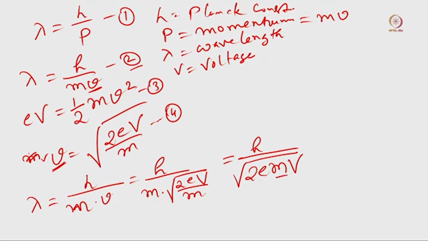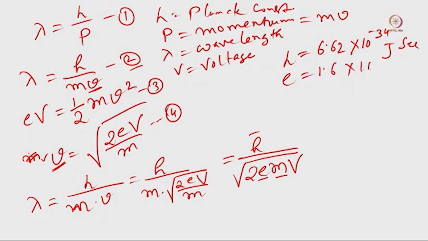Mass of the electron is fixed, charge of the electron is fixed, Planck constant is fixed. So what is the value of this Planck constant h? It will be 6.62 into 10 to the power minus 34 joule second, and charge of the electron will be 1.6 into 10 to the power minus 19 coulomb, and then mass of the electron will be 9.1 into 10 to the power minus 31.